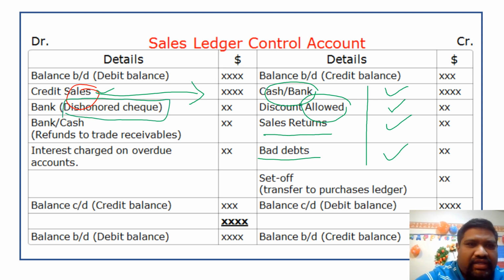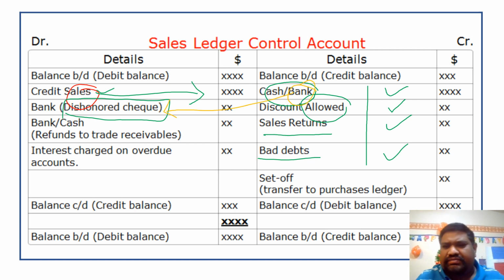If you receive any check and it has insufficient funds, the check is returned to us. So we write dishonored checks on the debit side. Why do we write it on the debit side? So simple. We write on the credit side when we receive, and when we return, we write on the debit side. That's it.